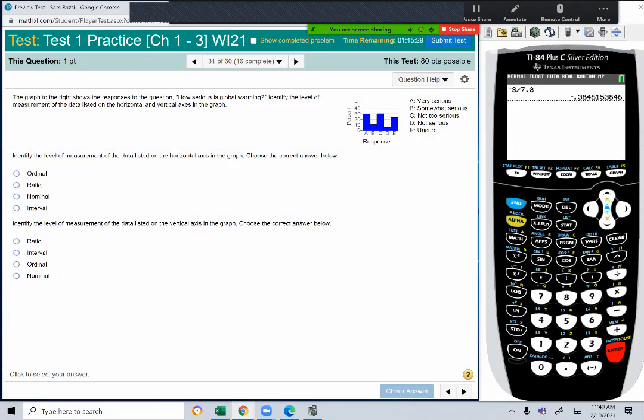The graph to the right shows the responses to the question, how serious is global warming? Identify the level of measurement of the data listed on the horizontal and vertical axes. Okay, what do you think about the data listed on the horizontal axis? Very serious, somewhat serious, not too serious. Words, but they are ranked. What would that be, guys? Ordinal. These are words, qualitative, but they are ranked, so it's ordinal.